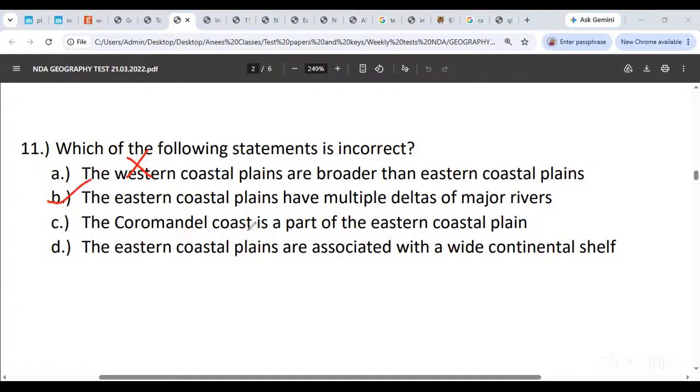कोरोमंडल कोस्ट इज अ पार्ट ऑफ द ईस्टर्न कोस्टल प्लेन. यस, नीचे वाला तमिलनाडु वाला पार्ट है ना. एंड द ईस्टर्न कोस्टल प्लेन्स आर एसोसिएटेड विद द वाइड कॉन्टिनेंटल शेल्फ. यस, दैट इज आल्सो ट्रू. सो वी विल गो विद स्टेटमेंट ए. ओके, स्टेटमेंट ए इज द इनकरेक्ट वन.